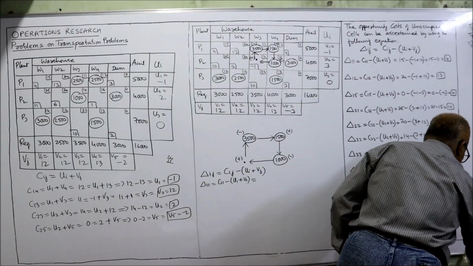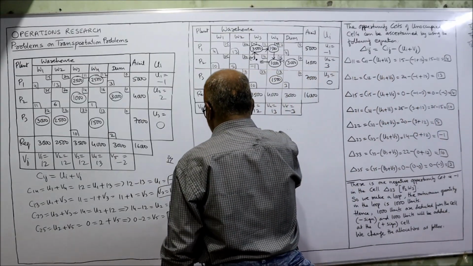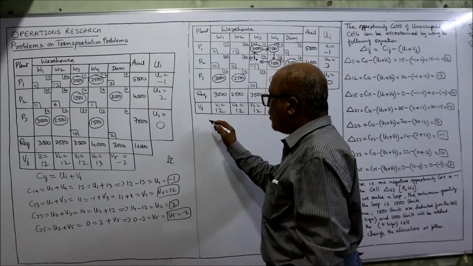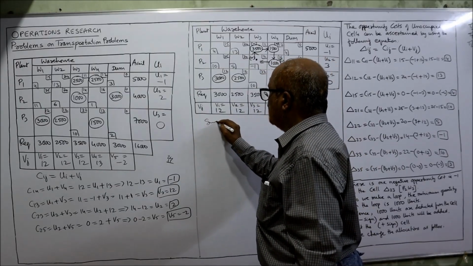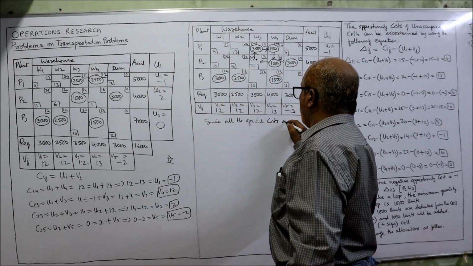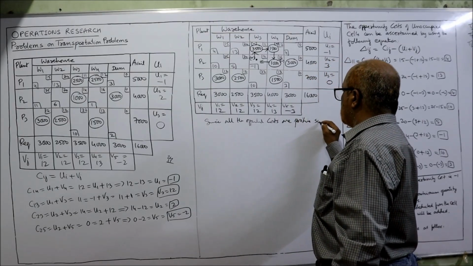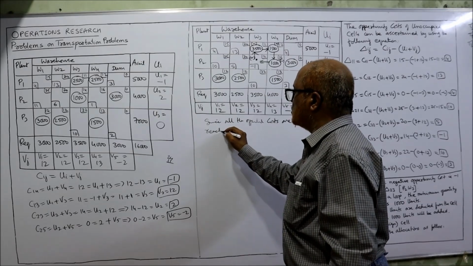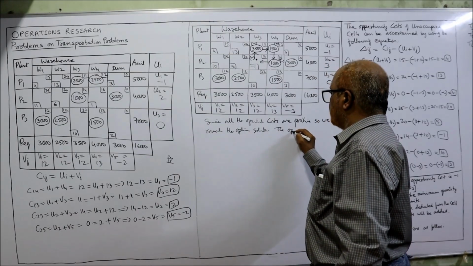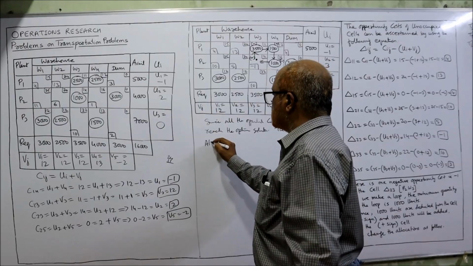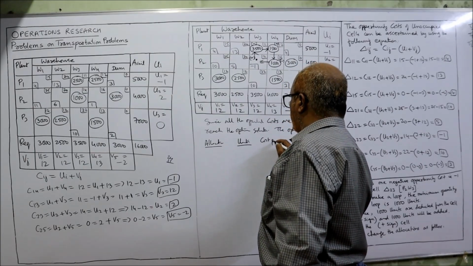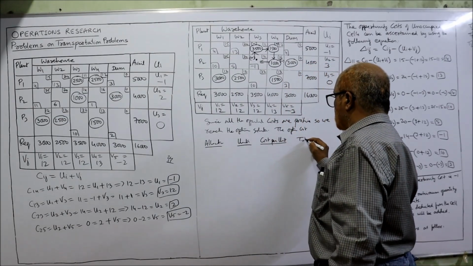So now we can proceed to calculate the minimum total cost. What is the minimum total transportation cost? Now we can easily find out. Since all the opportunity costs are positive, we reach the optimum solution. For the optimum cost, first we take allocations, then second we take units, then we take cost per unit, and lastly we will take total cost.